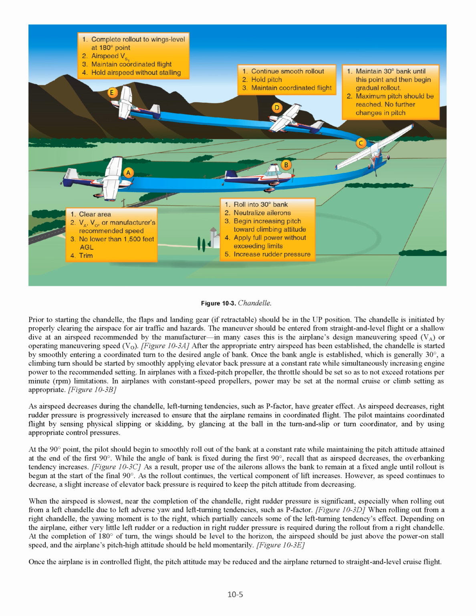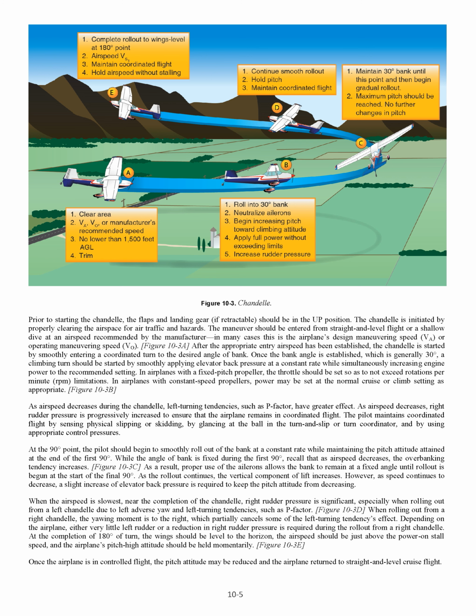At the 90 degrees point, the pilot should begin to smoothly roll out of the bank at a constant rate while maintaining the pitch attitude attained at the end of the first 90 degrees. While the angle of bank is fixed during the first 90 degrees, recall that as airspeed decreases, the overbanking tendency increases. As a result, proper use of the ailerons allows the bank to remain at a fixed angle until rollout is begun at the start of the final 90 degrees.